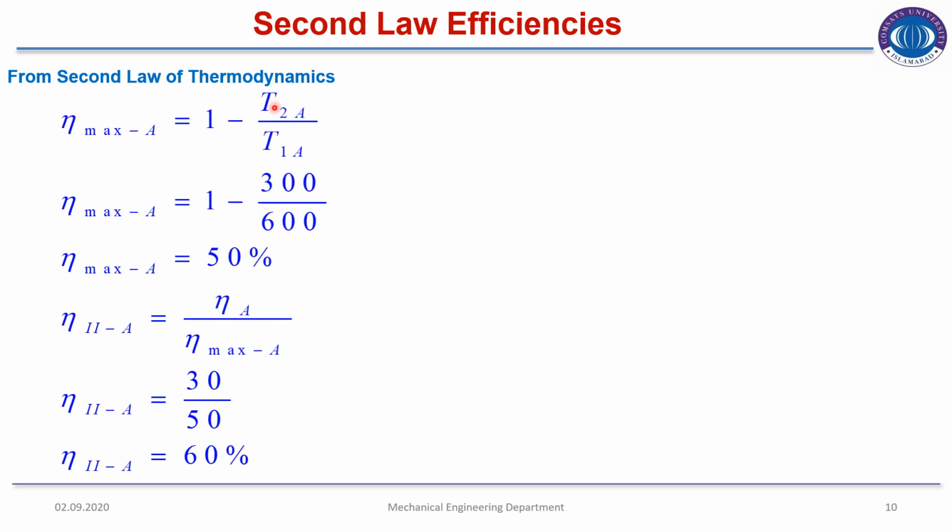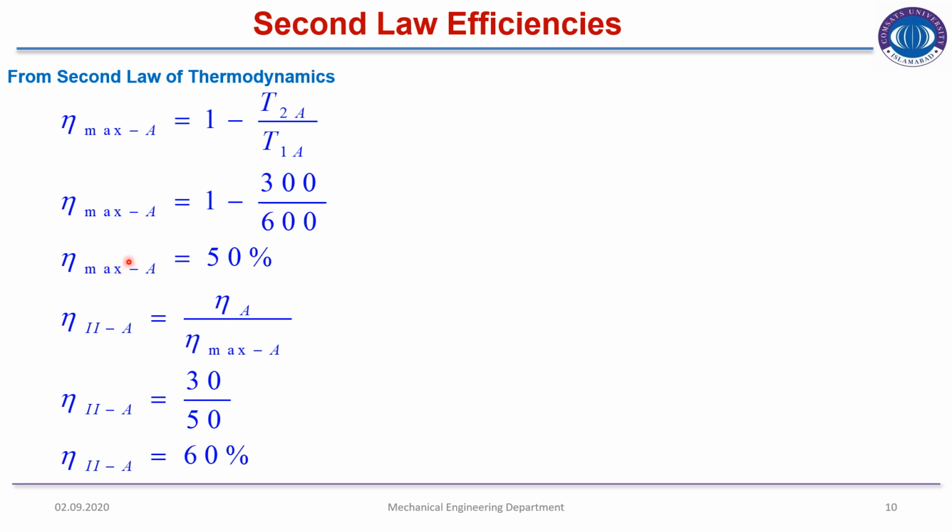So from the second law of thermodynamics, the maximum efficiency, if heat engine A is replaced by a reversible heat engine, then it has the maximum efficiency. So let's suppose heat engine A is a reversible heat engine, then it will have maximum efficiency. To calculate the efficiency of a reversible device, the formula is 1 minus T2A over T1A, or TL over TH. So the maximum efficiency for heat engine A is 50%.